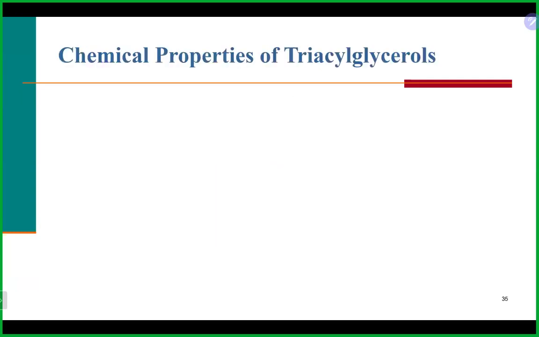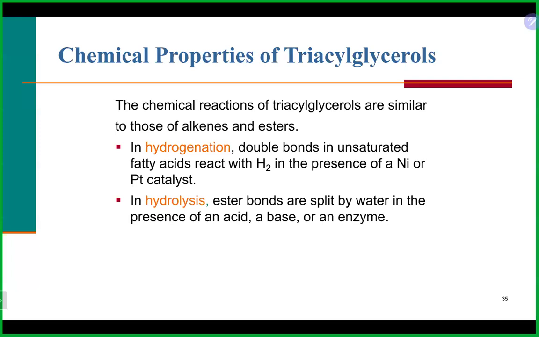Let's talk a little about some of the chemical properties. The chemical properties of triacylglycerols are similar to what we see with alkenes and esters. They go through similar reactions. They do go through a hydrogenation reaction, the exact same one that we talked about in organic chemistry. Hydrogenation is a fancy way of saying I'm adding H2. If we have a double bond and add hydrogen to it, the double bond goes away, becomes a single bond, and we add a hydrogen to each of the carbons.